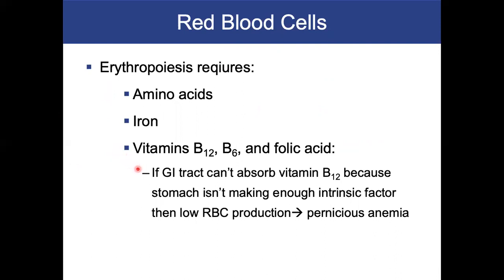There are different types of anemia. I don't expect you to know all the different types of specific anemias, but I want you to know generally how anemia works. So one type of anemia is if your GI tract can't absorb vitamin B12 because your stomach doesn't make enough of this chemical called intrinsic factor. So if you're not making enough intrinsic factor, you can't pull in vitamin B12. And if you can't pull in vitamin B12, you're not going to make enough red blood cells. If you have this issue, it's called pernicious anemia.